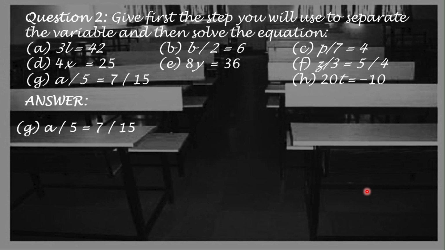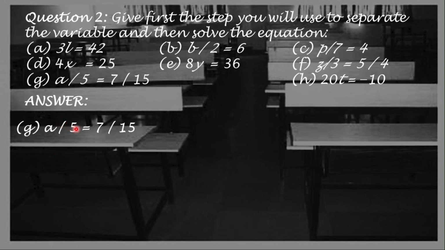Here I'm taking G part now. A upon 5 is equals to 7 upon 15. What is the question? A upon 5 is equals to 7 upon 15. So see what is the constant number here. Here we have A and 5, and here we have 7 upon 15. So here we have two constant numbers, and here we have one constant, one variable. And we always keep the variable number at the left side.